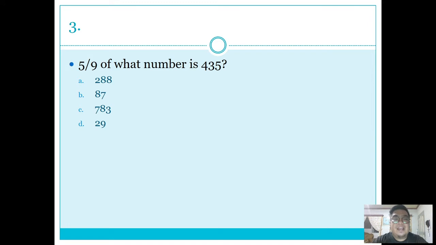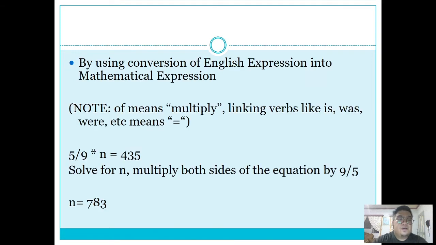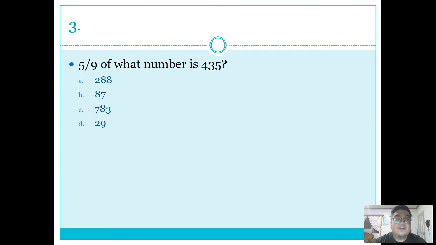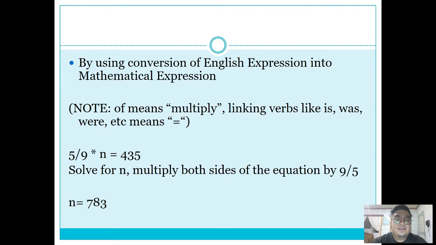5 over 9 of what number is 435? So, ito yung mga choices natin, no? 288, 87, 783, 29. Okay? So, ito yung solution natin. So, by using conversion of English expression, kung mapapansin nyo, naka-English statement tayo, ico-convert natin siya sa math. Okay? So, take note, yung "of", pag nakakita kayo ng word na "of", ibig sabihin nun multiply. Okay? Tapos, yung mga linking verbs natin, like yung is, was, were, etc., ibig sabihin nun, equal sign.